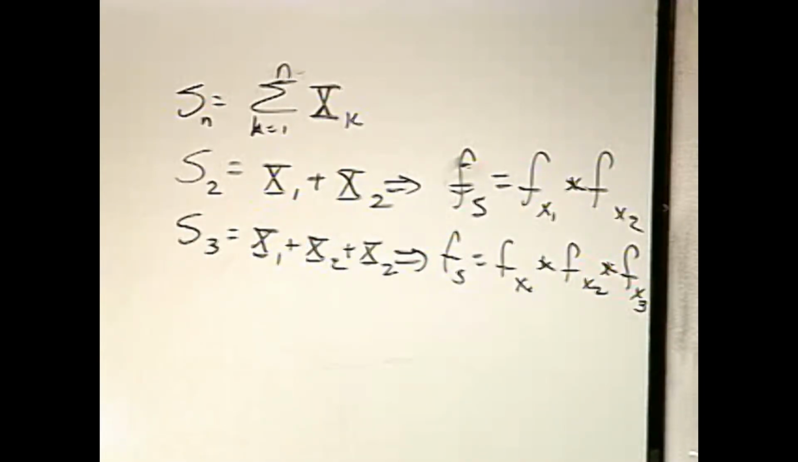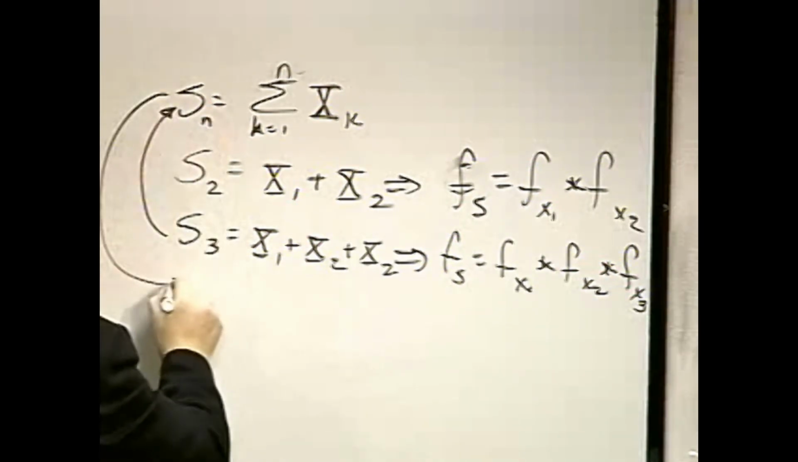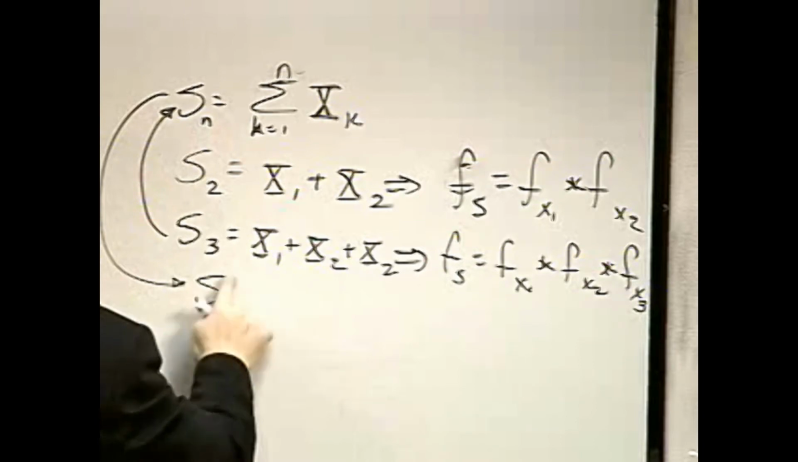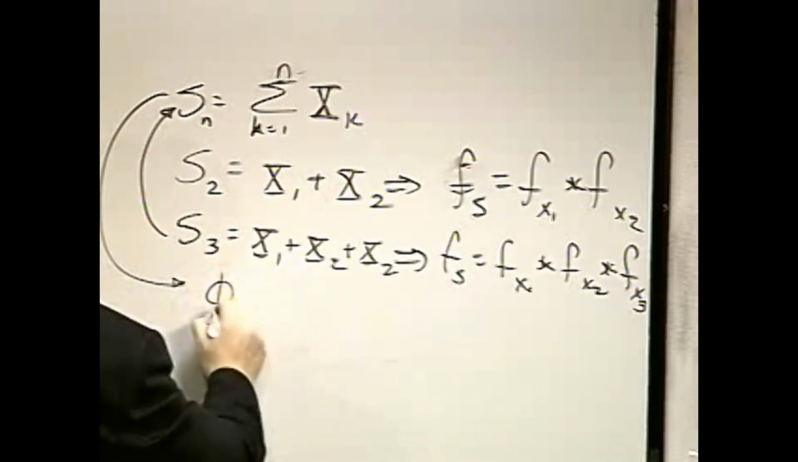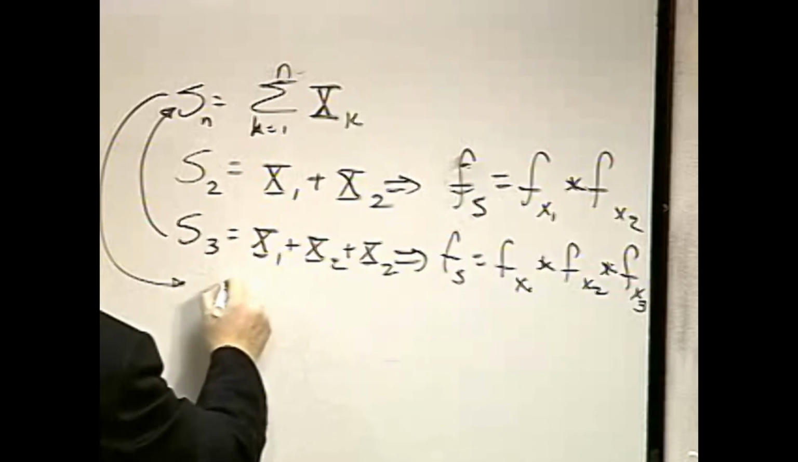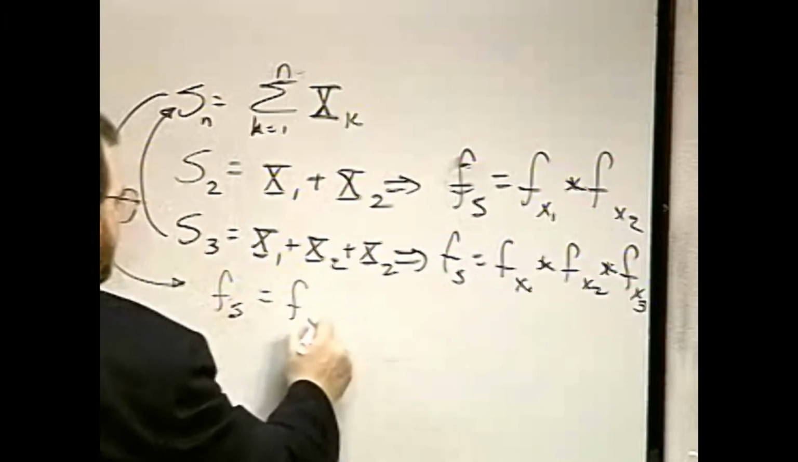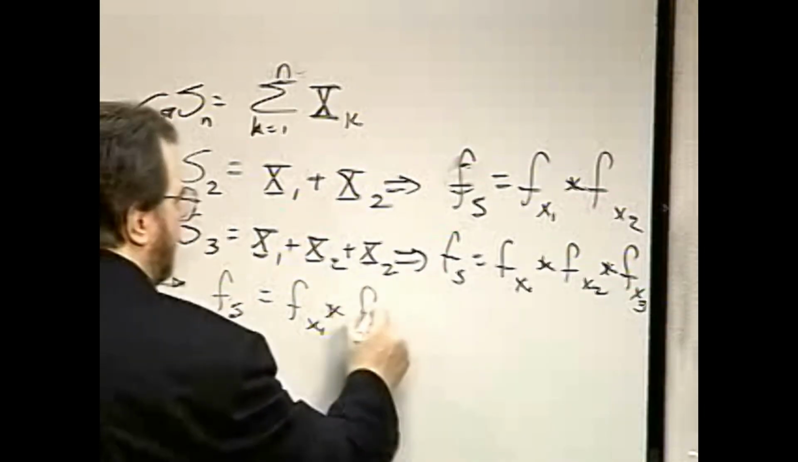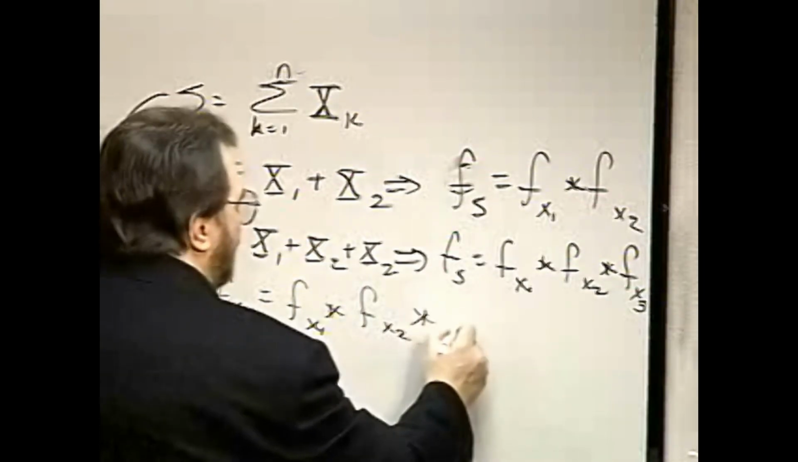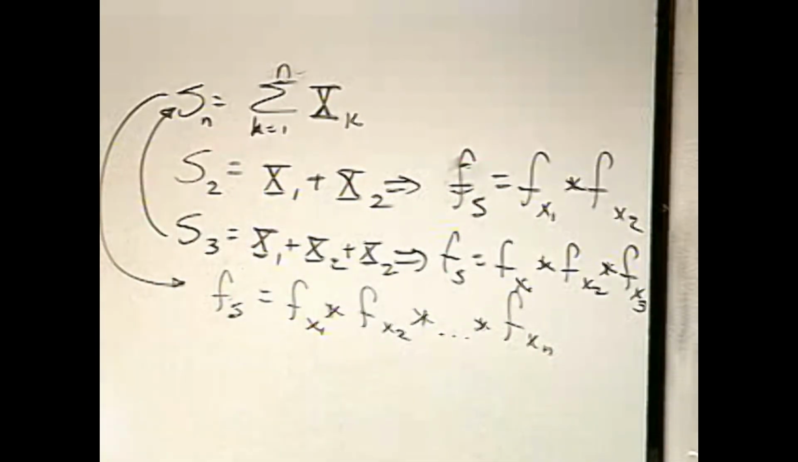And if we were to have n sums, then the density function for n values would be equal to f of x1 convolved with f of x2, convolved all the way up to f of x sub n. Right? The only assumption here is independence.